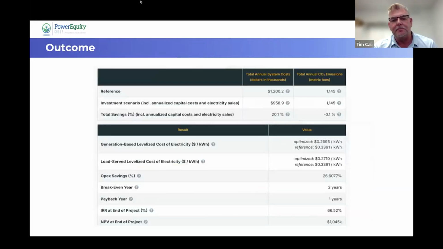And what was the outcome, right? We started at $1.2 million in total spend. We're down to $958,000 in total spend. We've got operational savings of 26% for very low capex. Three 200 kilowatt hour batteries, somewhere in the $600,000 to $700,000 range, probably totally installed. And your IRR on this project, a whopping 66%. I don't think too many people are going to say no to an IRR of 66%. Last slide.